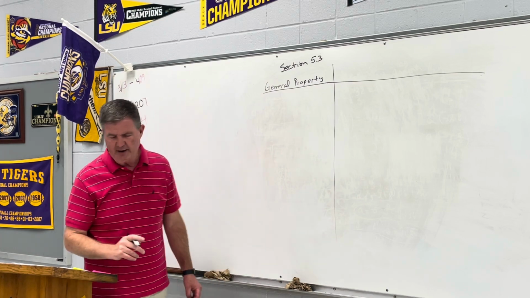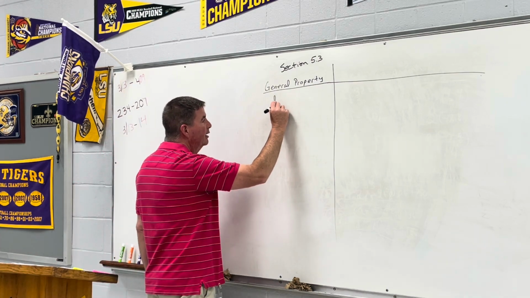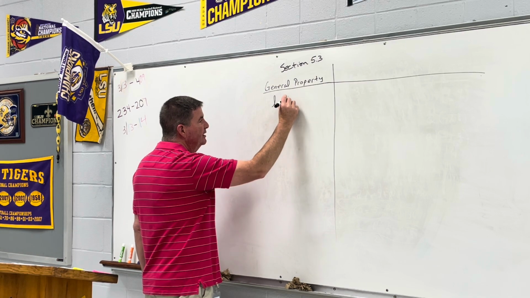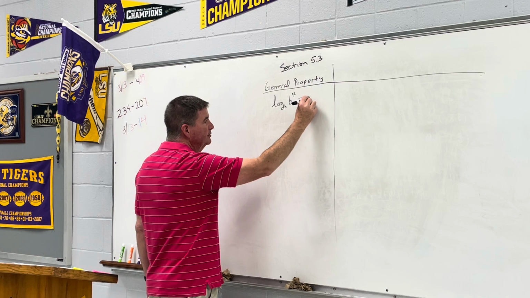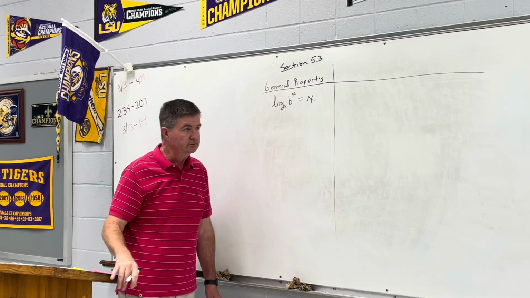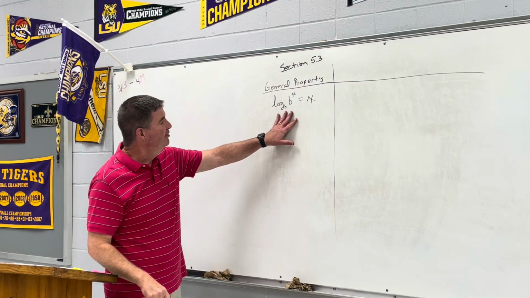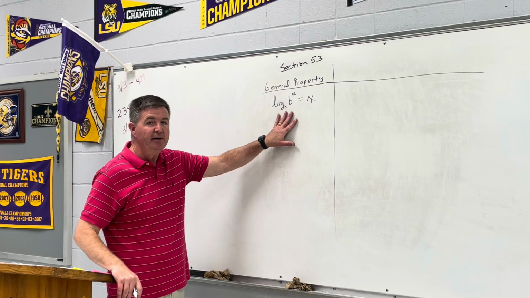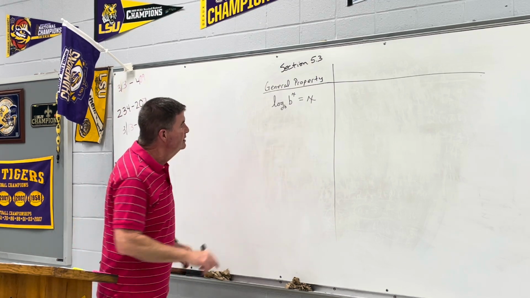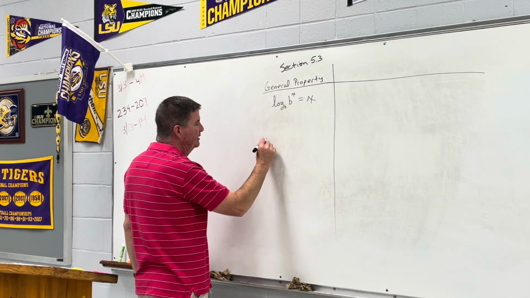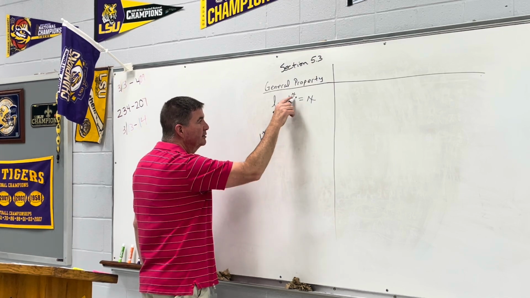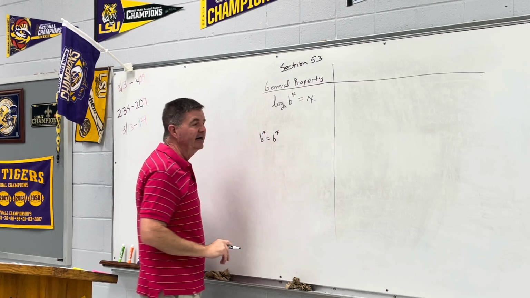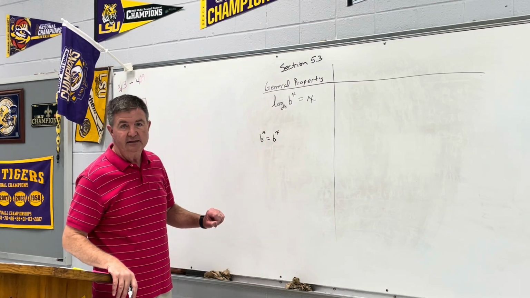The first general property says that log base b of b to the power of x is equal to x. Now that's what we have, but if we rewrite it as an exponent, it makes more sense. So if I rewrote this as an exponent, it would be b to the power of x equals b to the power of x. So this does make sense.